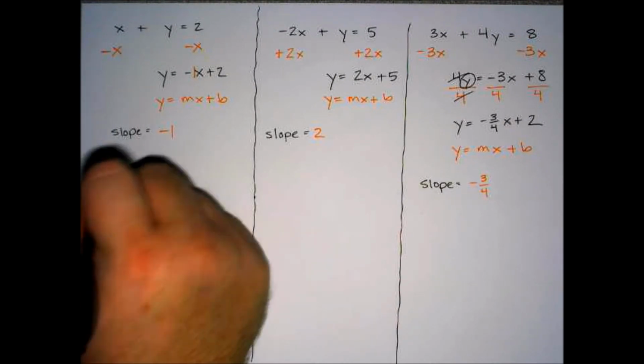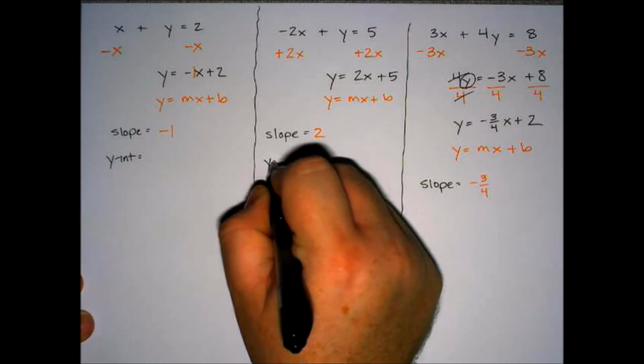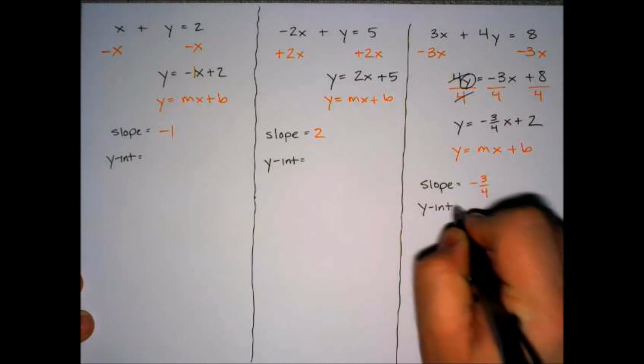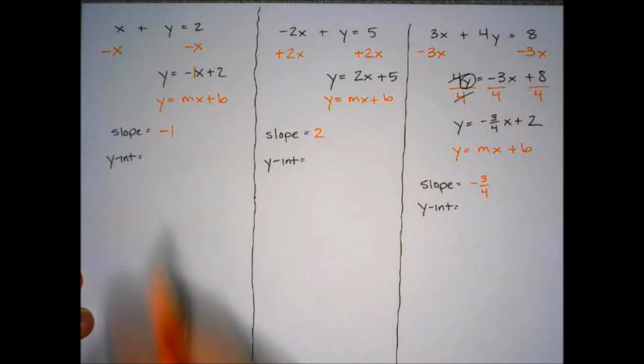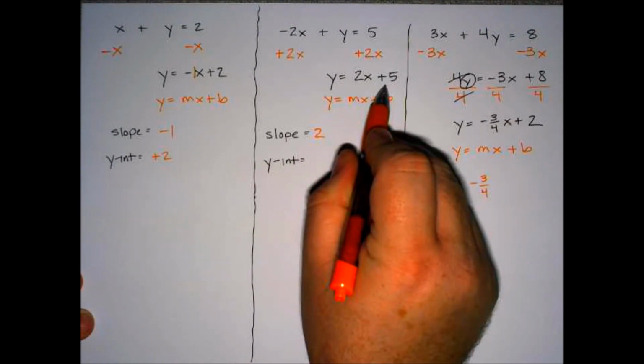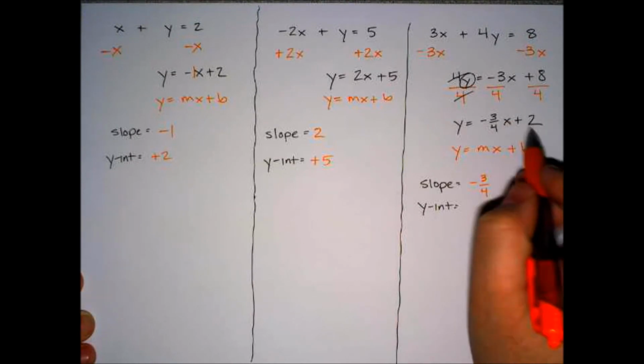And then our y-intercept, let's write it for all of them. Our y-intercept for the first problem is plus 2. Our y-intercept for the second one is plus 5. And our y-intercept for the third one is plus 2.